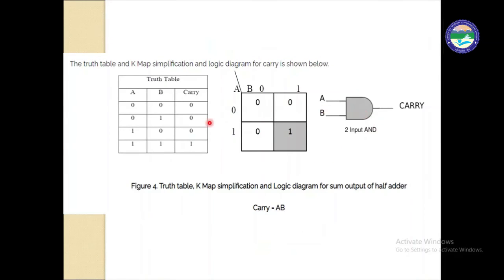Then we will see the carry operation. This is the truth table for the carry operation, and this is the Karnaugh map for the carry operation in a half adder. We see that the carry operation for a half adder will be given by a two input AND gate, and the Karnaugh map simplification and the logic diagram of the carry of a half adder is given as AB. So this is given by a two input AND gate.